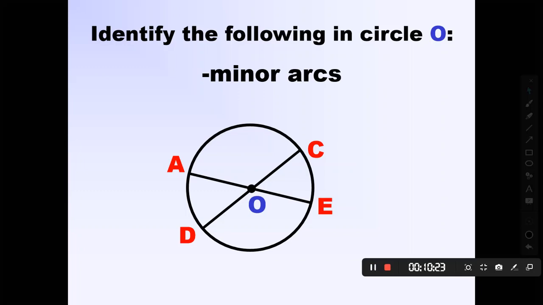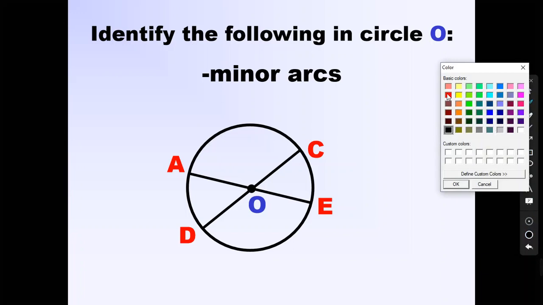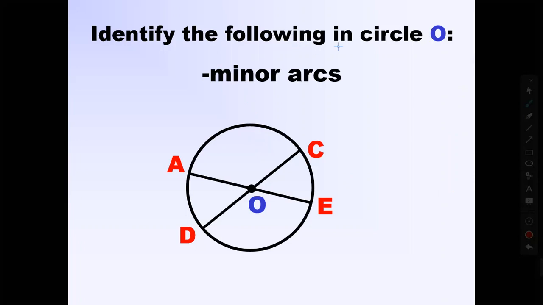Let's do some practice on this. Let's identify the following in circle O, for all the minor arcs. Let me use a different color, red. So all the minor arcs. AD is a minor arc because DC forms a straight line, so DAC is 180 degrees, which is a semicircle. So AD is definitely smaller than 180 degrees.